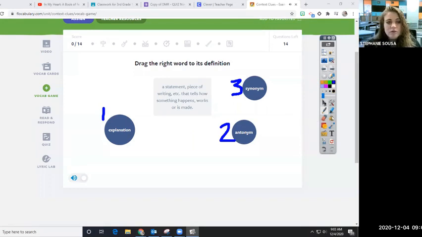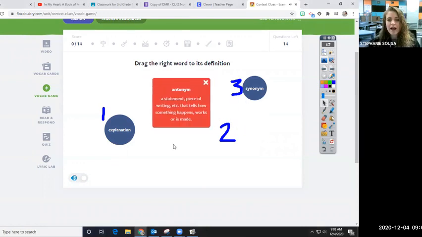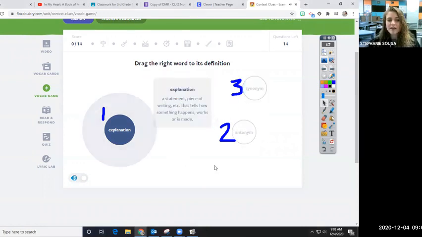I'm seeing most votes for 2. It's an antonym. So you guys are telling me it's the opposite word. You're wrong. Explanation. When we tell how something happens or works, it is called an explanation. Y'all better get your game up. All righty, here we go.